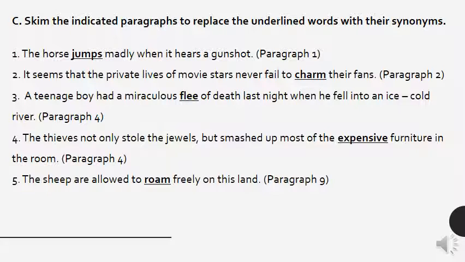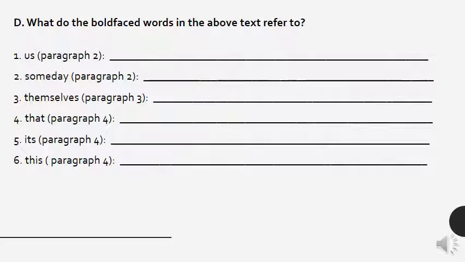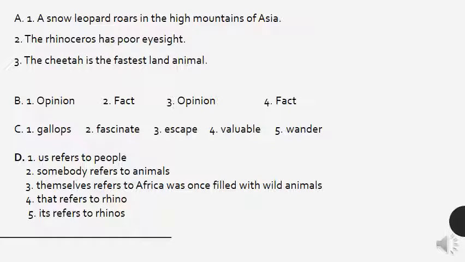We have to find some words similar in meaning to these underlined words, and as you can see, the answers are here. And of course, the pronoun reference. So we have the answers here. Gallops, fascinate, escape, valuable, and wonder, and all the pronoun references also.